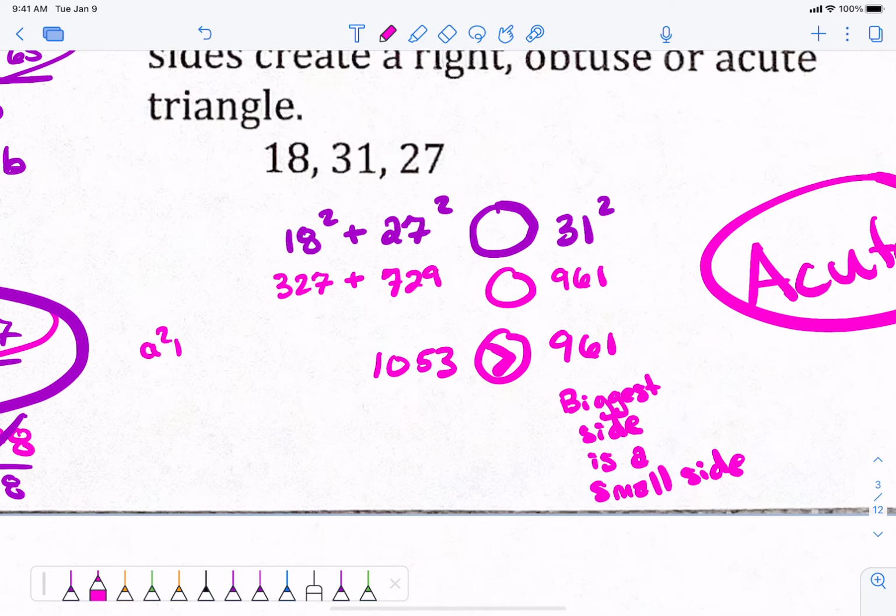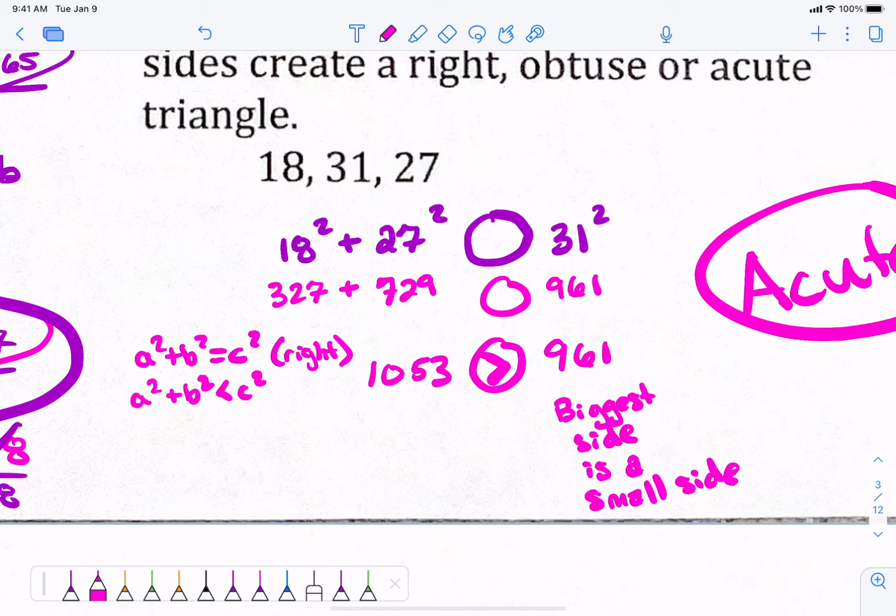So a squared plus b squared equals c squared. That's right. A squared plus b squared less than c squared. A squared plus b squared greater than c squared. Okay, so which one is which? Obtuse is the second one.